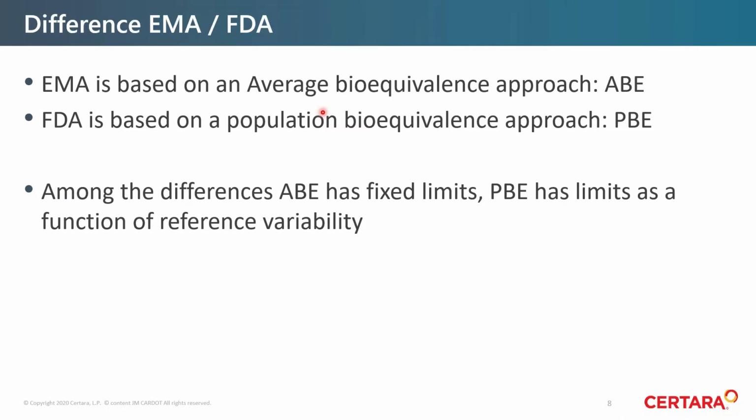As I told you before, you have a difference of approach between EMA and FDA. What is the difference between the two? The difference is that ABE has fixed limits, and those fixed limits are 0.90 to 1.11. PBE, in contrast, has limits which are a function of the reference variability. That means you will have enlarged limits when the reference variability is large.